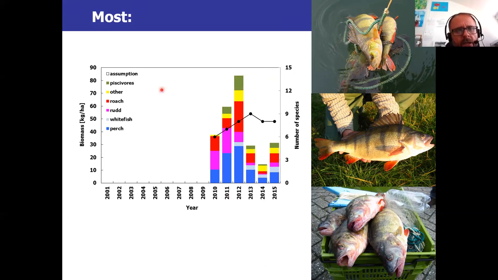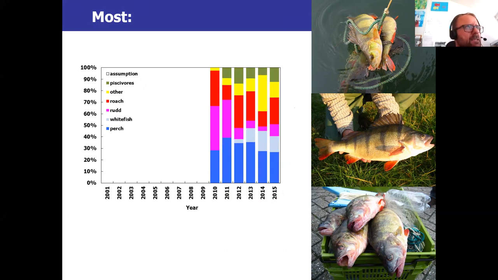So in 2012, we get to nearly close to 90 kilograms per hectare. But from that year, 2013, 14, 15, you can see that the fish biomass dropped to very positive levels. And you can see that from the very beginning, the share of perch is high and quite similar. We were successful in establishing the piscivorous populations, so pike and zander.